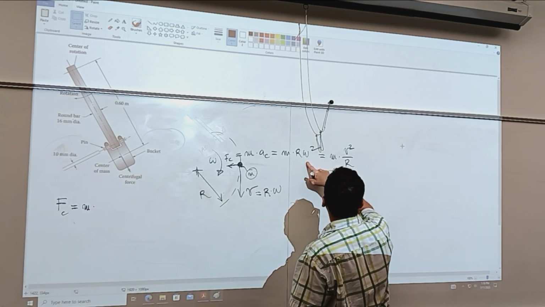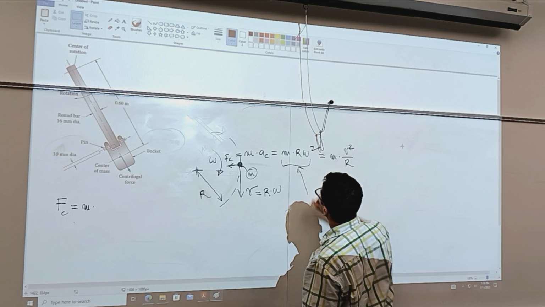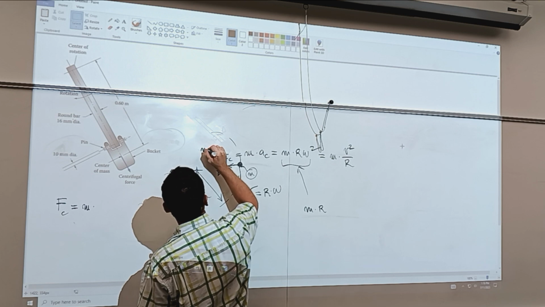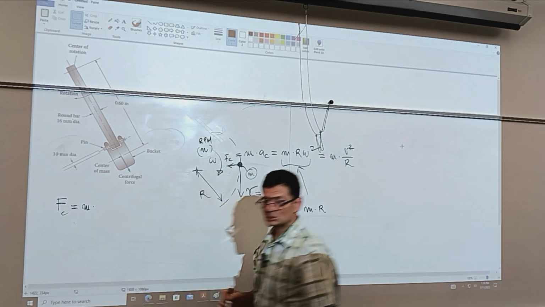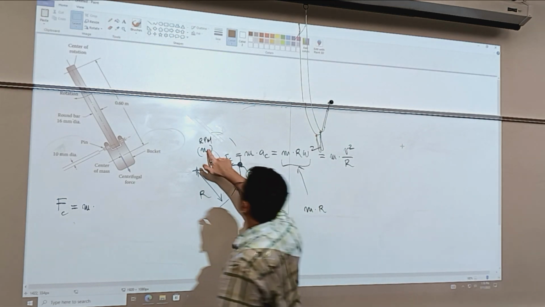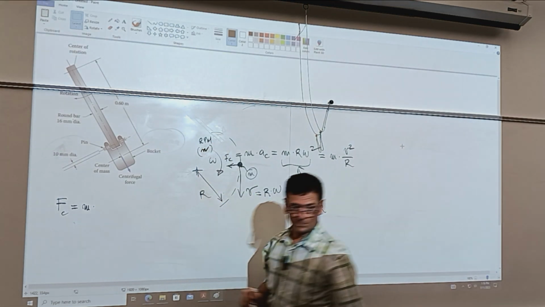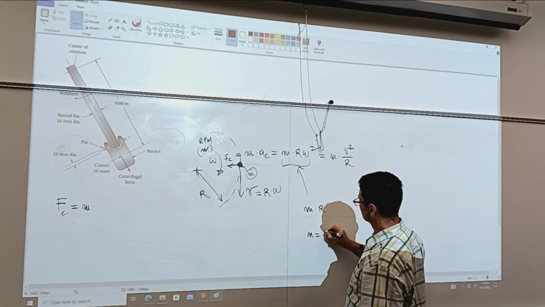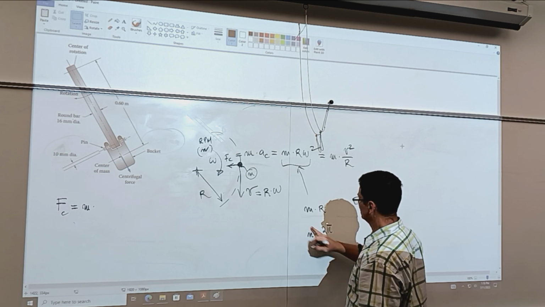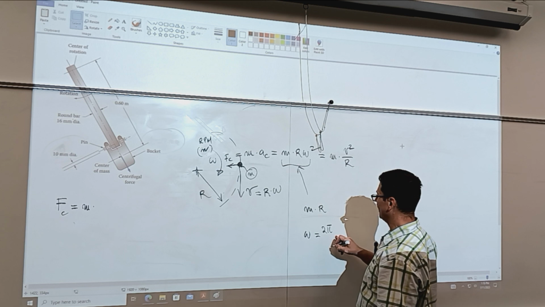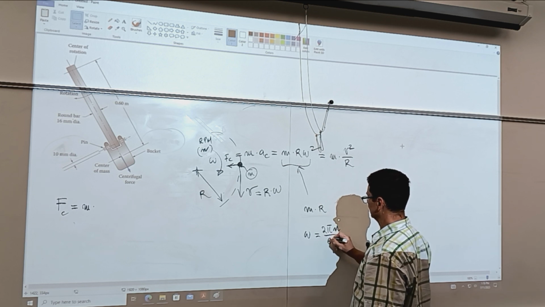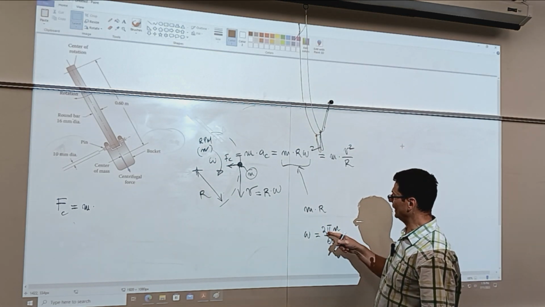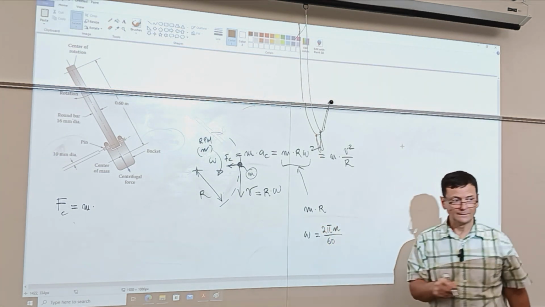If we're going with this equation, you have mass times R, and then instead of omega, they use the RPM N. So what is the relationship between RPM and omega? Omega is 2 pi times N over 60. Omega is in radians per second. Is that correct? Every turn I do 2 pi radians.